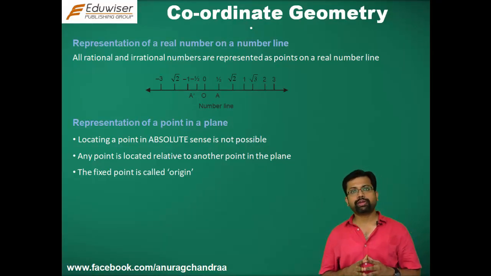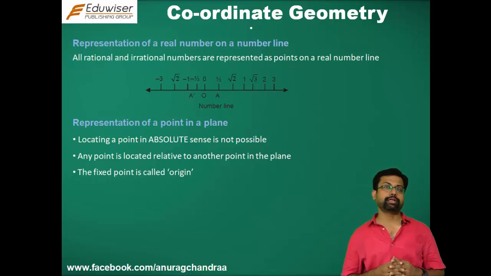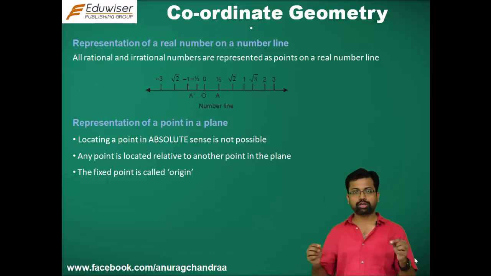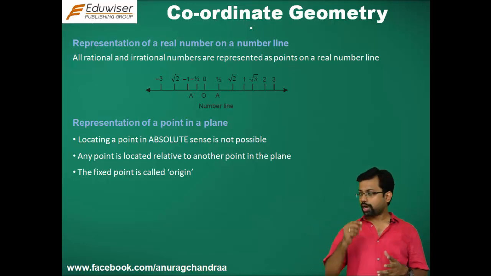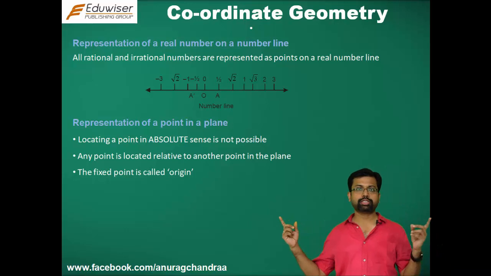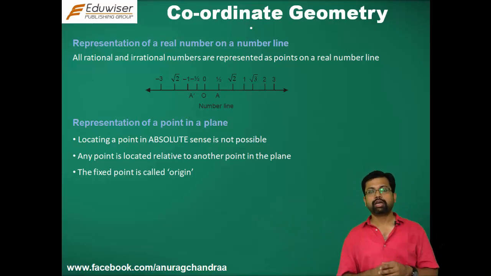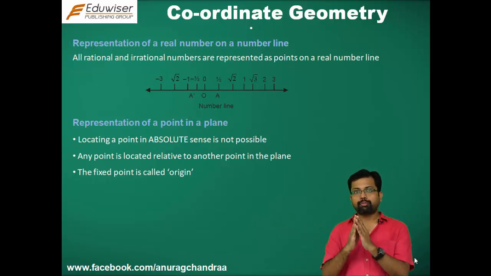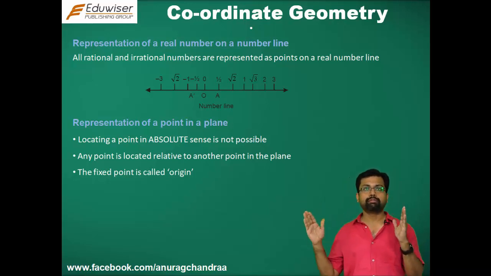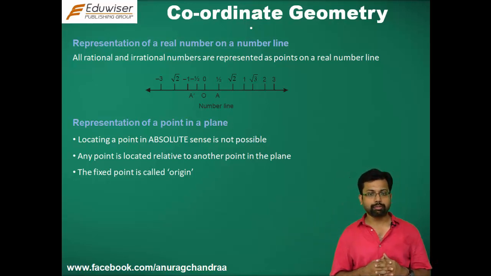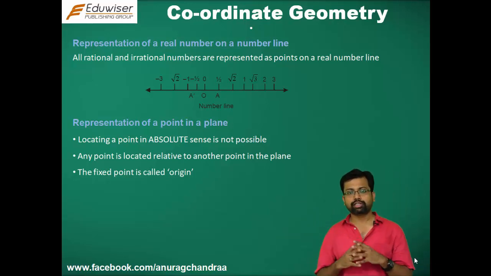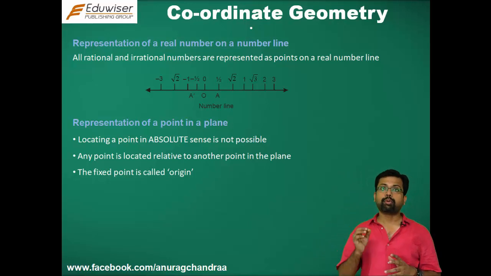First things first, how do we represent a real number on a number line? You have a number line which is a horizontal line, you choose an origin, and then you put up points on that number line which actually are representative of the real numbers. So you have a straight horizontal line which extends both sides infinitely. You have an origin, and on both sides of the origin you have numbers demarcated on the line, and each of these numbers would represent a real number. So all rational and irrational numbers are represented as points on this number line.